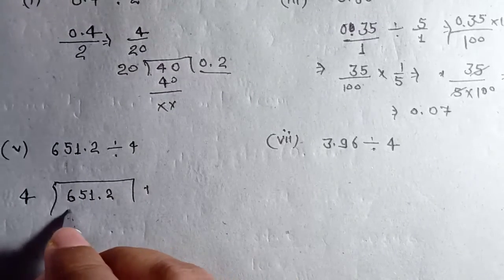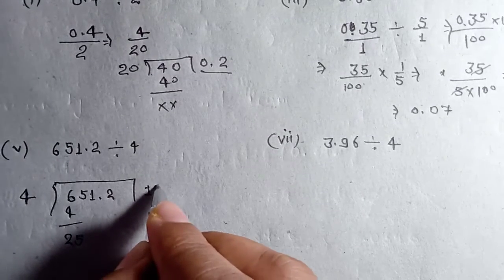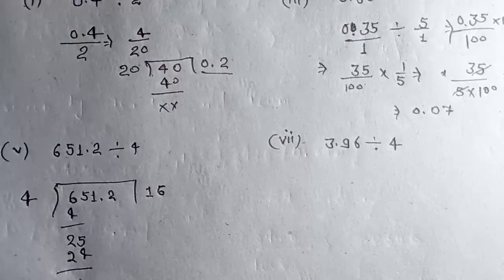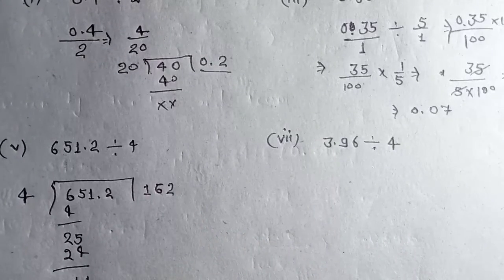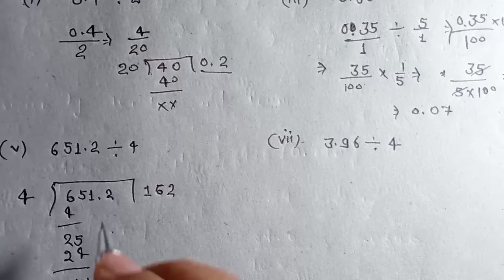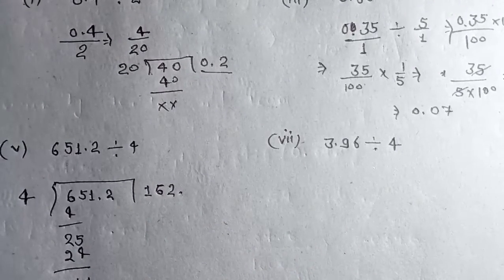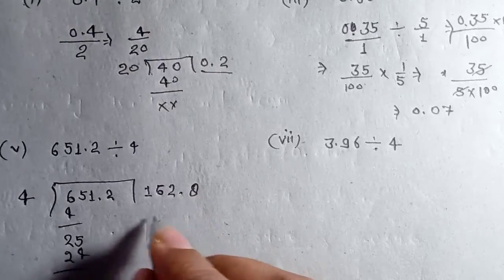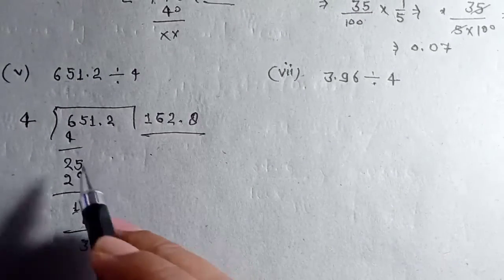4 1s are 4, it becomes 4 here, it is 2 and 5. 4 6s are 24, it becomes 1, and 4 2s are 8, it becomes 3 here, and now 3 is not divisible, so place here the decimal sign, it is now 32, and 4 8s are 32, and this is your answer, 162.8. You can see your answer here.